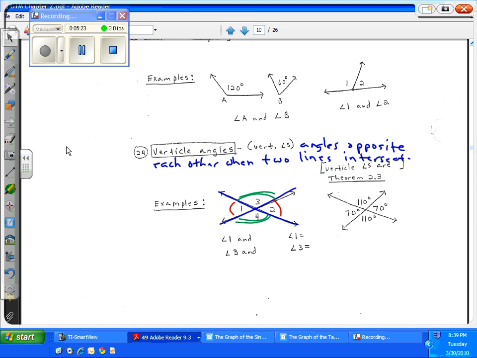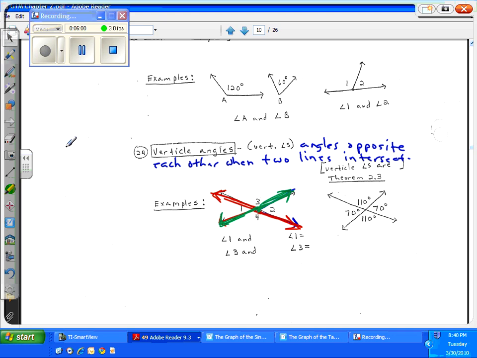That's not really the formal definition because we have to define things according to something that we've already defined before. So here's really the formal definition. I just wanted to spare you of it. It's two angles whose sides form two pairs of opposite rays. That's actually the formal definition of vertical angles.